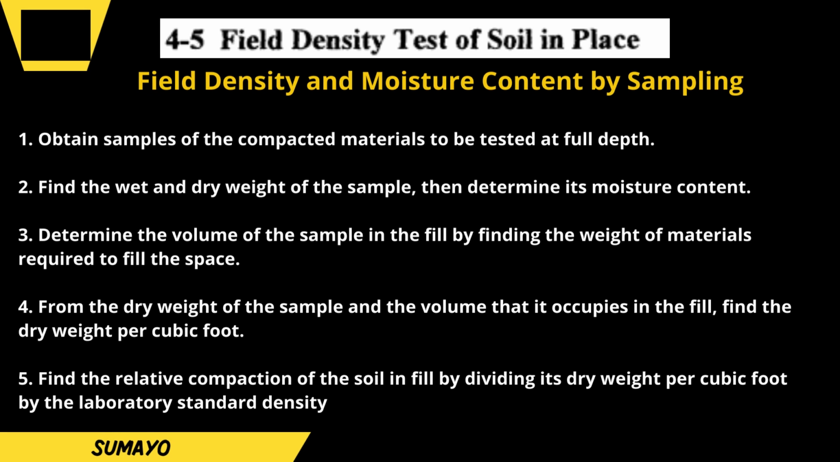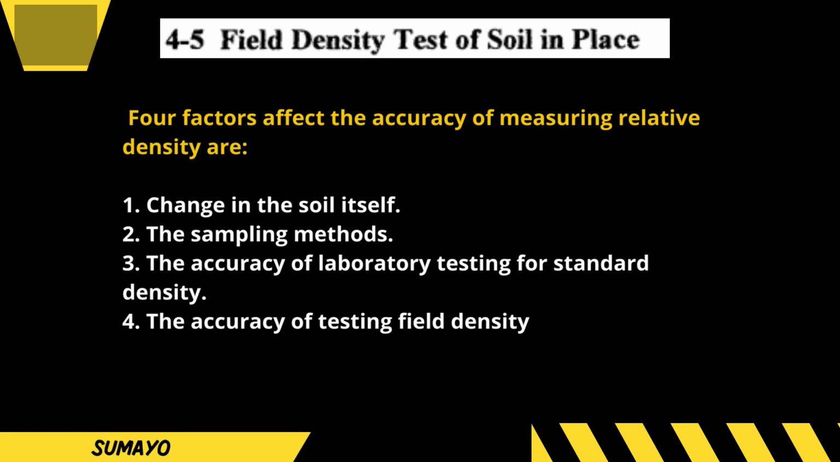Field density and moisture content by sampling. The manner of determining relative compaction by sampling is as follows. First, obtain samples of the compacted materials to be tested at full depth. Second, find the wet and dry weight of the sample, then determine its moisture content. Third, determine the volume of the sample in the field by finding the weight of materials required to fill the sample space, from the dry weight of the sample.